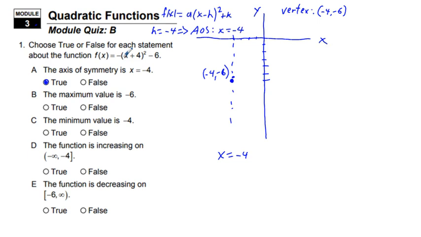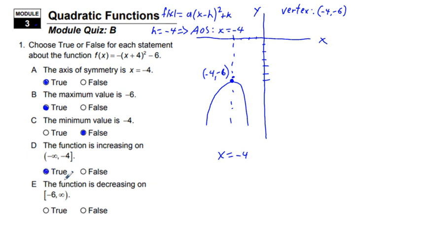And a is negative, so without being too detailed, the parabola is going to look something like this. So the maximum value is negative 6. And if the maximum value is negative 6, can there be a minimum value? No, there is no minimum value. So C is false. The function is increasing from negative infinity to x equals negative 4. That is true.